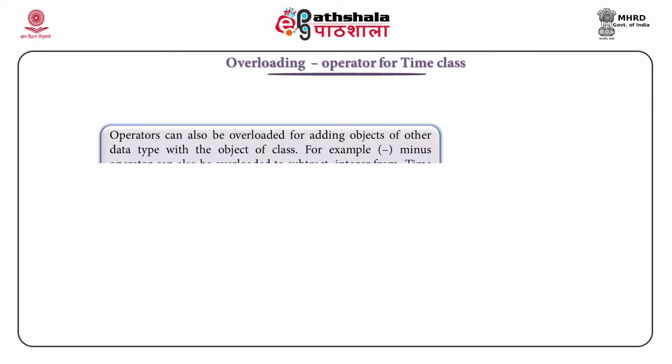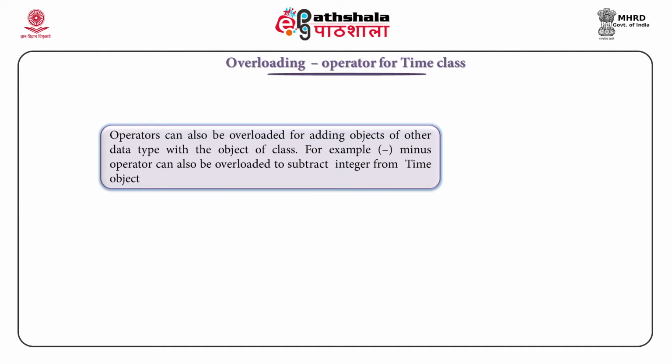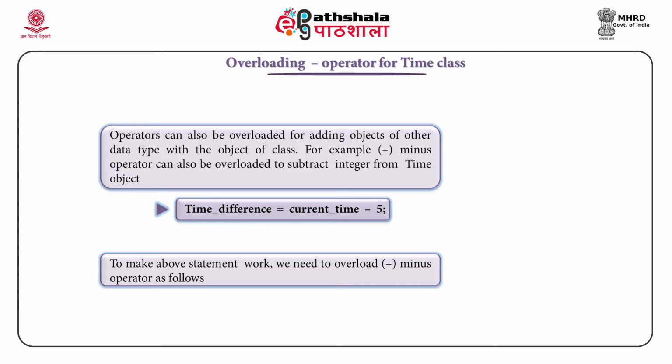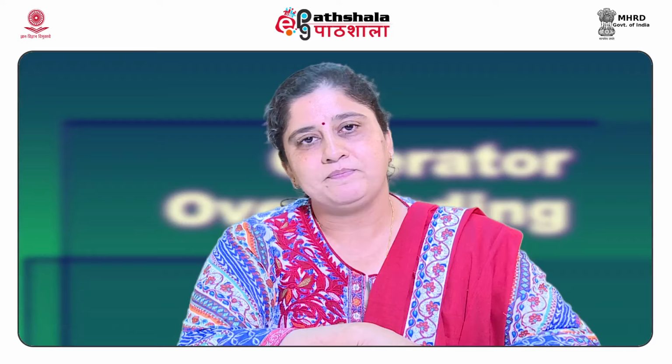It is not that we can overload this operator only for finding the difference of two time objects. It is also possible for us to overload this operator to find the difference of a time object with some predefined standard data type. For example, if we want to compute something like time difference equals current time minus 5, we can overload this minus operator yet again. This time it will be overloaded to find the difference of a time object and an integer variable.